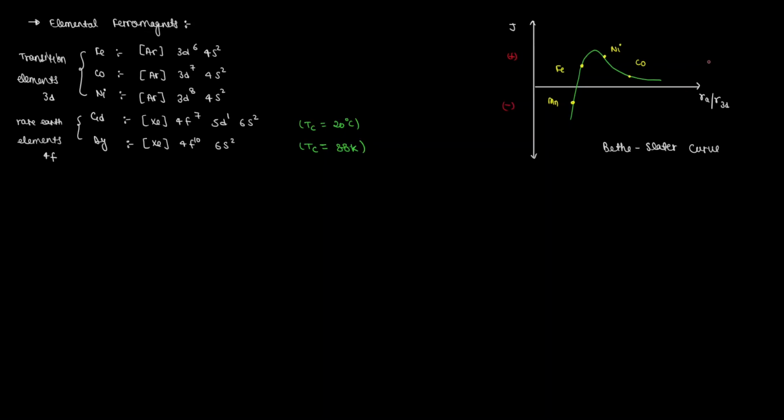So for iron, nickel and cobalt, the value of J is positive. So here the moments in the neighboring ions will be ferromagnetically aligned, while in the case of manganese, the spins are antiferromagnetically aligned. Now as you can see in this graph, the value of J for nickel is greater than that of iron, and the value of J for iron is greater than cobalt. A similar trend is also seen in their Curie temperature behavior.